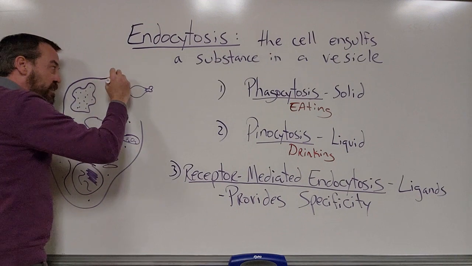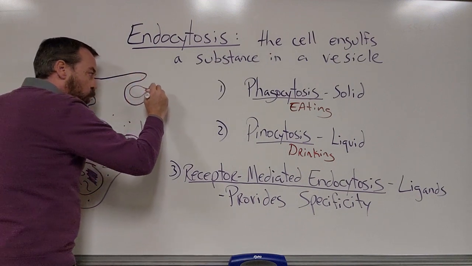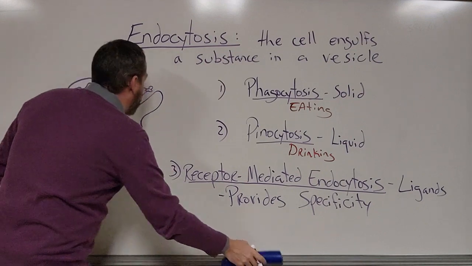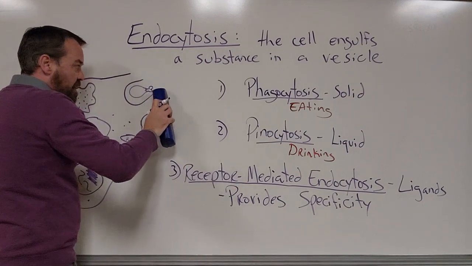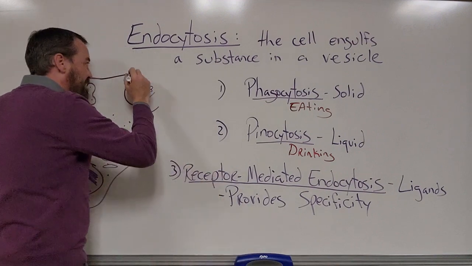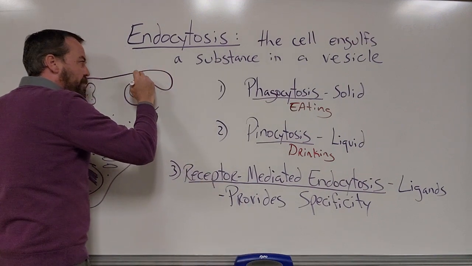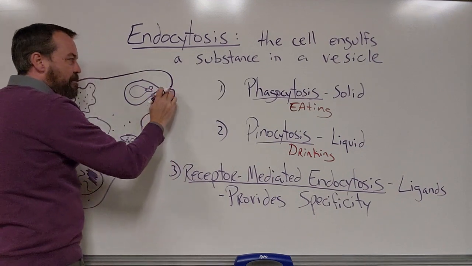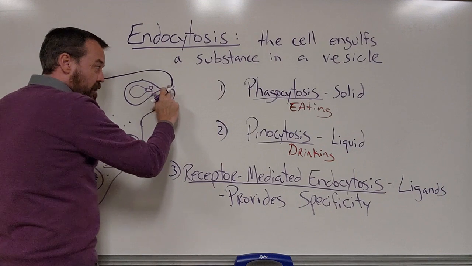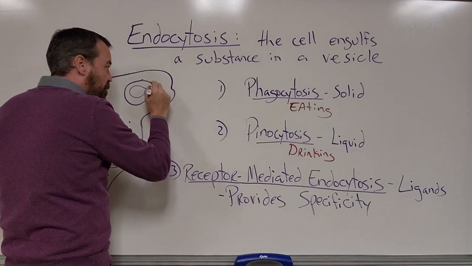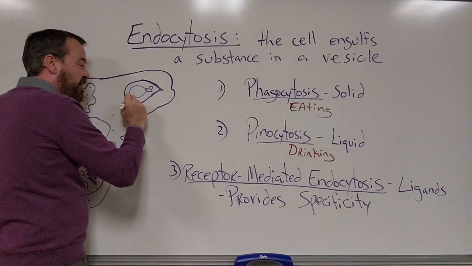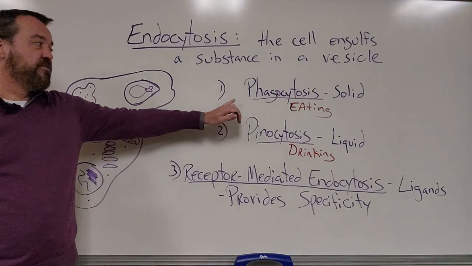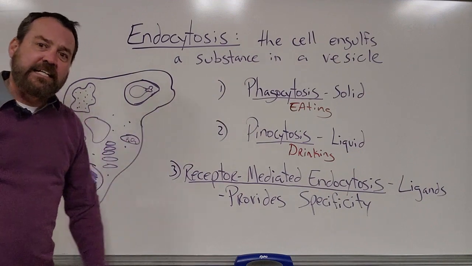It reaches out with its cell membrane without giving up any integrity. That way we're not letting anything else into the cell, and it continues reaching around until it gets all the way around. Bam. And once it gets all the way around, it pinches off. So now I've still got the integrity of my cell membrane, but I also have this delicious looking chicken leg inside of a vesicle. This is a solid, so this is phagocytosis. The cell is eating with that one.